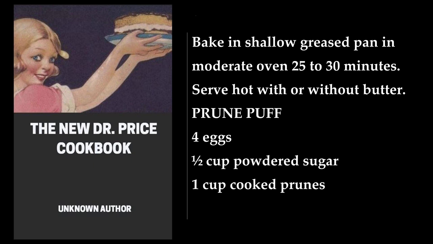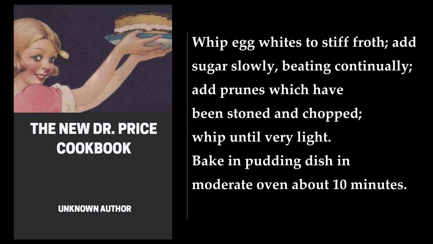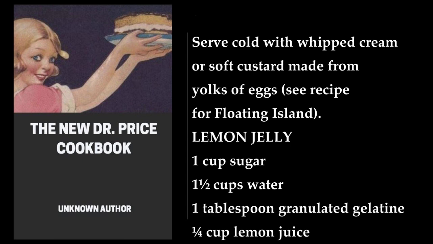Prune puff. 4 eggs. 1/2 cup powdered sugar. 1 cup cooked prunes. Whip egg whites to stiff froth, add sugar slowly, beating continually, add prunes which have been stoned and chopped, whip until very light. Bake in pudding dish in moderate oven about 10 minutes. Serve cold with whipped cream or soft custard made from yolks of eggs, see recipe for floating island.